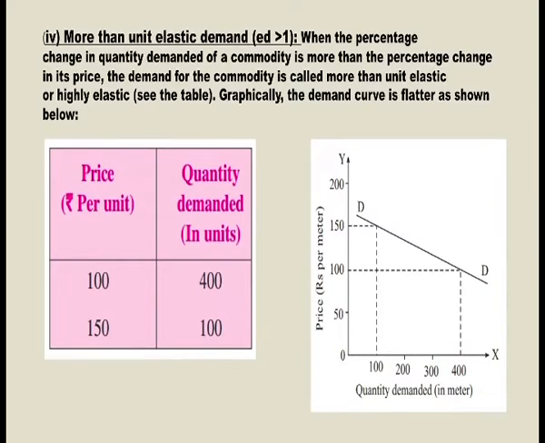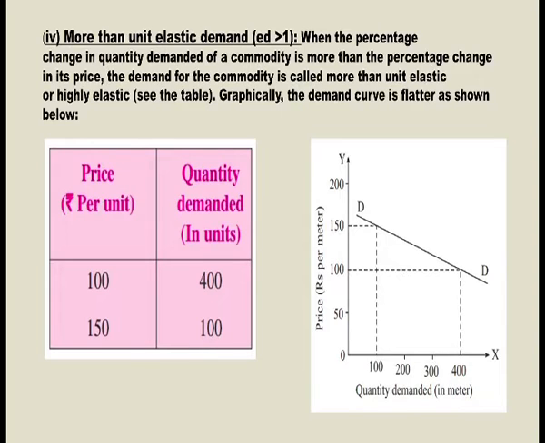Now, the fourth type of elasticity of demand is elasticity of demand more than 1. Here, the quantity demanded increases very highly to a small decrease in price, or quantity demanded decreases very highly to a small increase in price. You can see the table also.